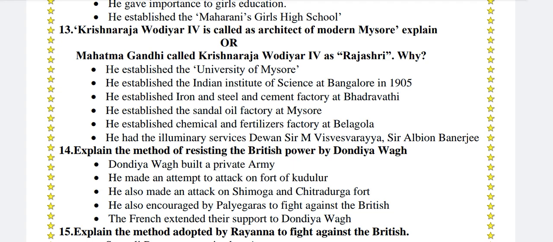Explain the method of resisting the British power by Dhondia Wagh. Dhondia Wagh built a private army. He made an attempt to attack the forts of Kudligi. He also attacked Shimoga and Chitradurga fort. He was also encouraged by the Palegars to fight against the British. The French extended their support to Dhondia Wagh.